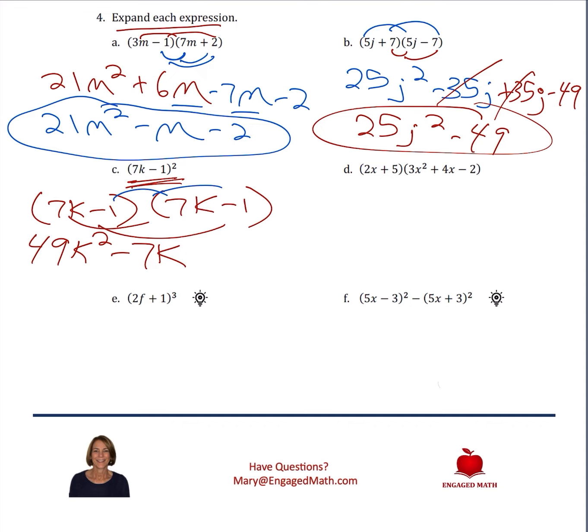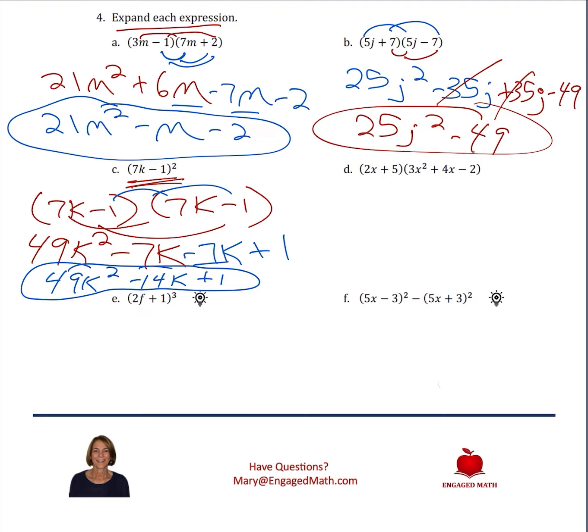Change the color. Now we're distributing the negative 1. So we get minus 7k. Negative 1 times negative 1 is plus 1. So our final answer is going to be 49k squared. This time these do not cancel, but they give us negative 14k plus 1. Final answer. Okay, and we are expanding. Remember, this is called expanding. Okay, but it's also called multiplying or distributing or double distribution.